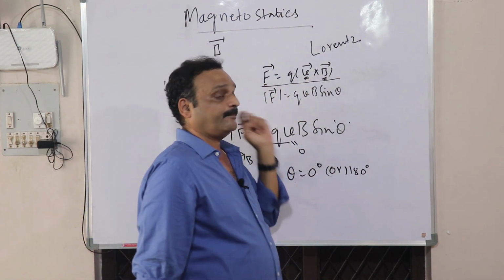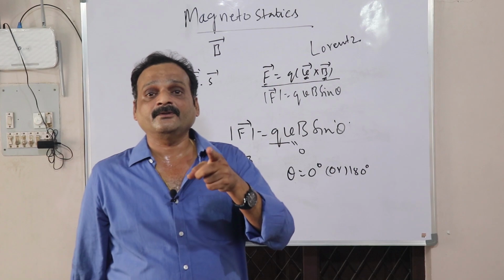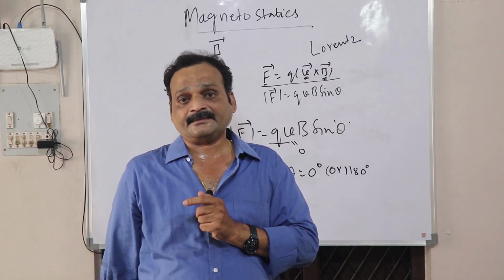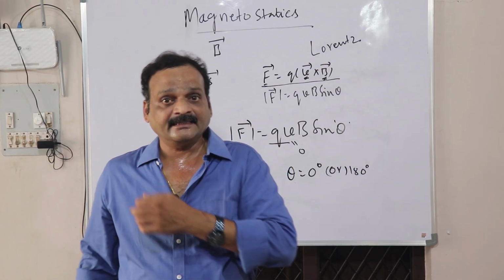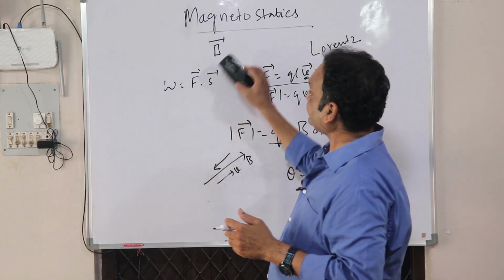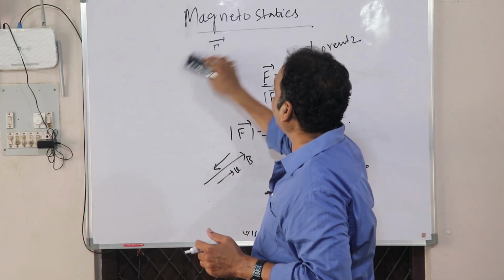And one more thing. Since F and V are perpendicular to each other, magnetic fields do not alter the kinetic energy of particles. Magnetic fields do not alter the kinetic energy of particles. These are some points which we have to keep in mind.